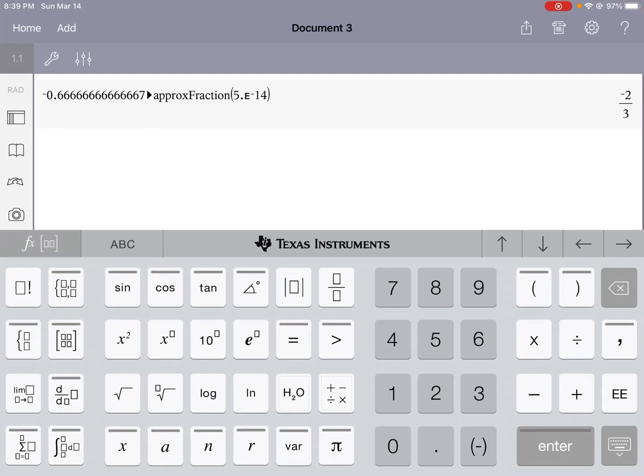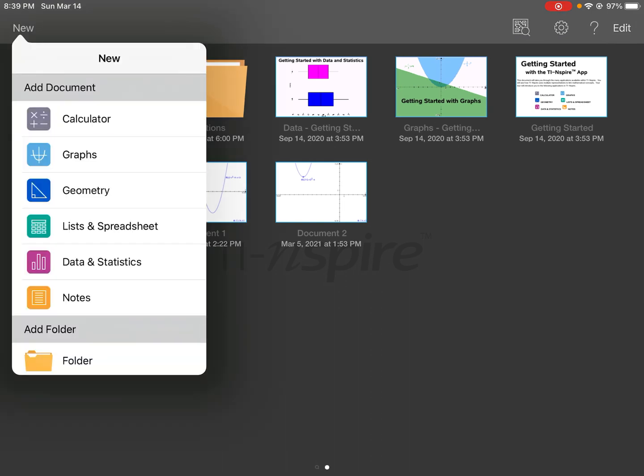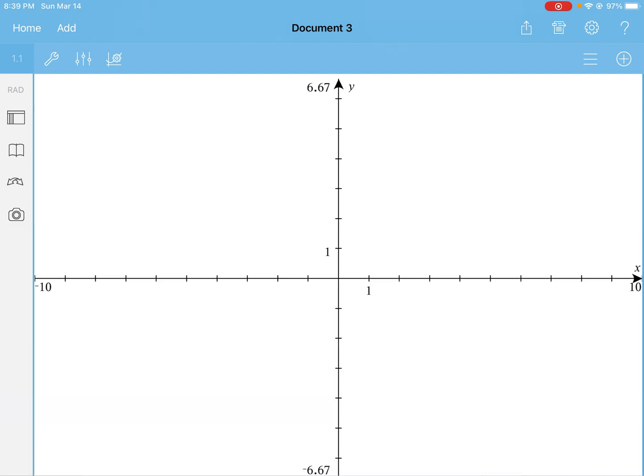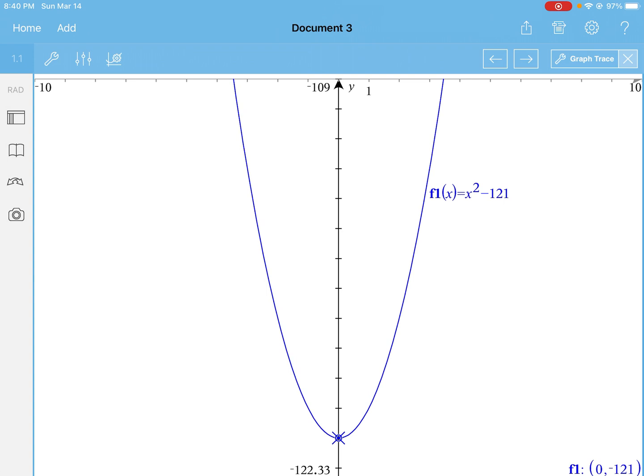So I'm going to go back to my calculator, home, discard my changes, new graph. And I'm not going to use n squared. I'm going to use x squared because I just think it's going to work better that way. So x squared minus 121. Nothing looks like it's showing up, but when I go to menu, trace, graph trace, notice there it is.